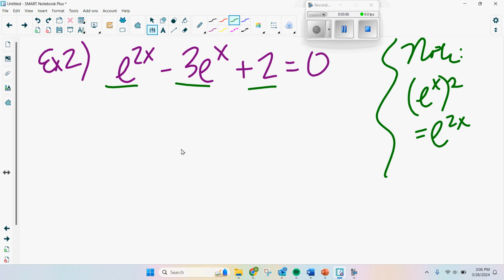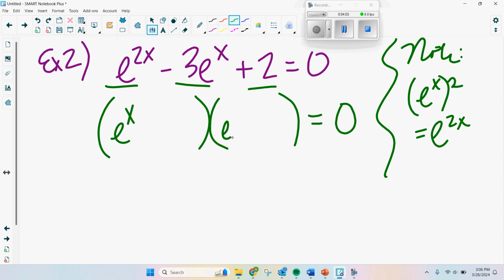But we're actually going to treat this just like we would treat any other kind of factoring question. How do we get e to the 2x? That would be e to the x times e to the x. Because we just saw that over here. The e to the x times e to the x would be e to the 2x. I need two numbers that multiply to give me 2, but when they add together, give me negative 3. That would be negative 1 and negative 2.